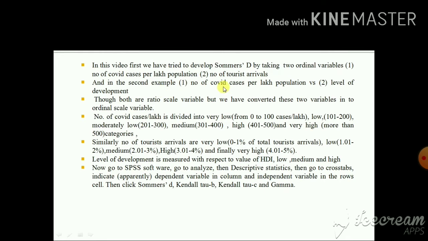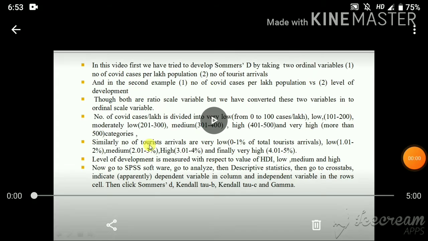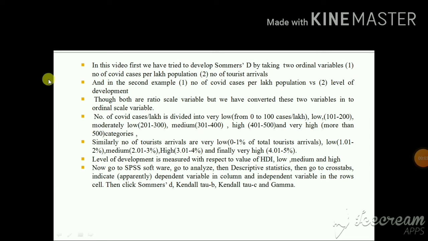Another example is given: number of COVID cases per lakh population versus the level of development, which is measured in terms of HDI value, low value, medium value, high value, in this way. Though both are ratio scale variables, we have converted them, as I have just told. We have converted these two variables into ordinal scale variables, and you are requested to apply this technique by collecting ordinal scale data, which is like Likert scale data.